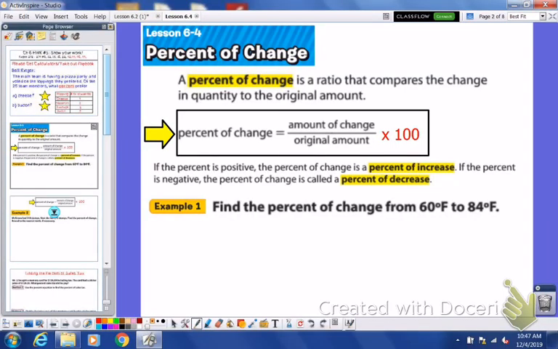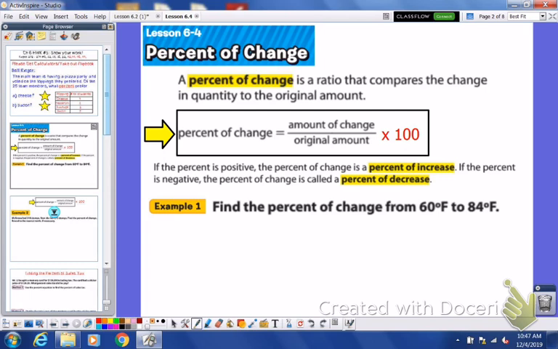Yes, in lesson 4, we're going to be talking about a percent of change. A percent of change is a ratio that compares the change in the quantity to the original amount. So our equation here is our percent of change equals the amount of change divided by the original amount times 100, since we're talking about percents.